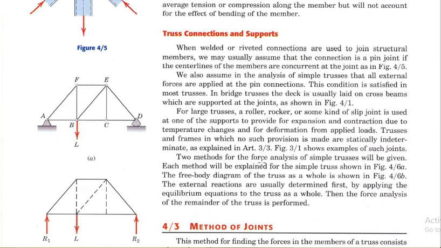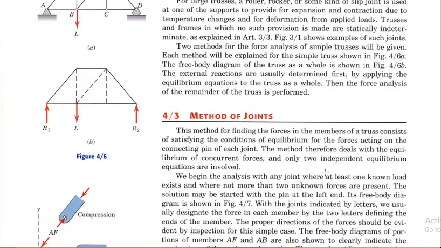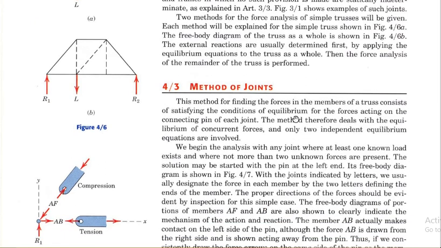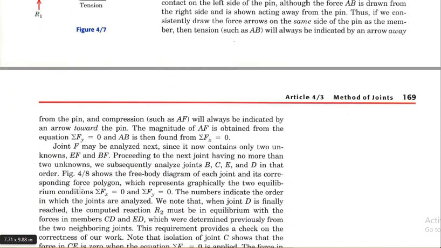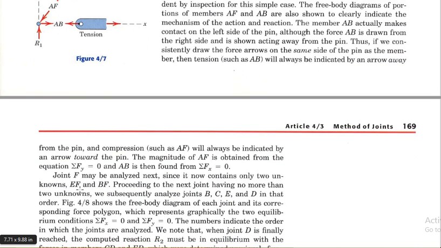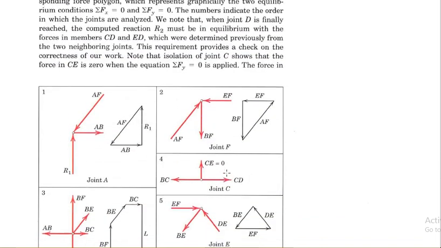There are two methods for the force analysis of simple trusses. Each method will be explained with simple examples. First is the method of joints. This method is for finding the forces in the members of a truss, using the condition of equilibrium for the forces acting on the connecting pin of each joint. There can be compression and tension in the members as well. Basically, for a statically determinate structure, the summation of forces in the y direction must be equal to 0 and the summation of forces in the x direction must also be equal to 0.